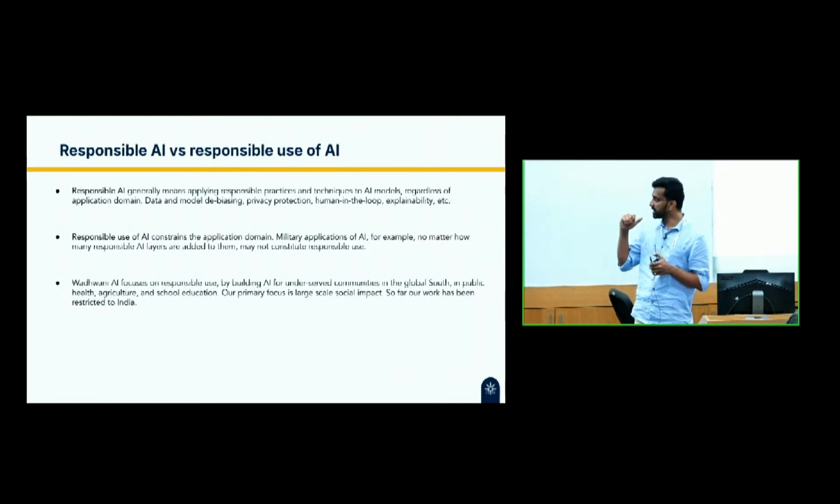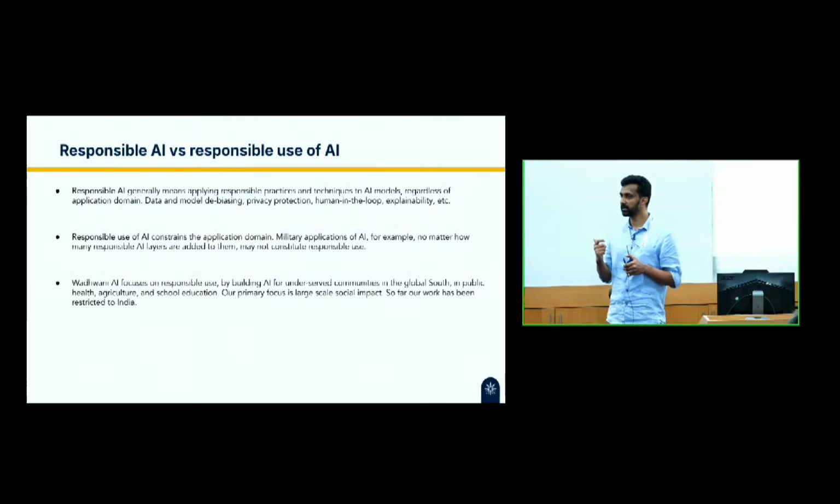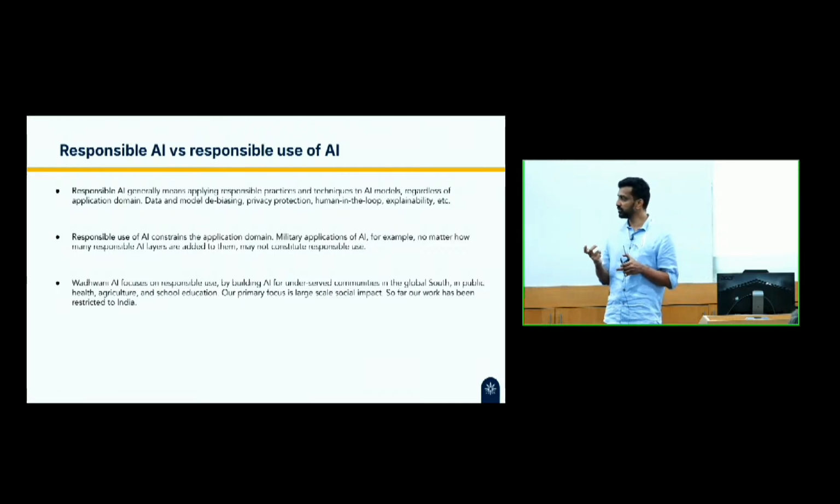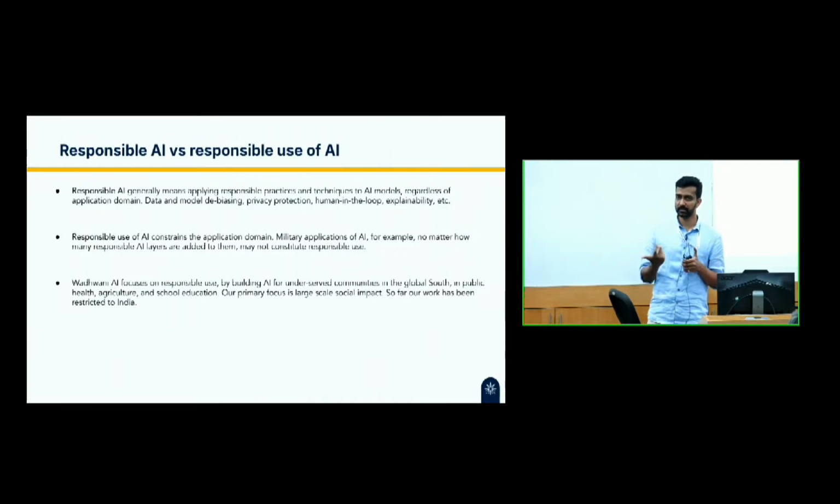What is ingrained in our vision is to build systems that use AI responsibly. So there is a slight difference between what responsible AI is, with its practices and theory, and what responsible use of AI is. Our primary focus is large-scale social impact. Our vision is to use AI responsibly, and responsible AI practices and theory help us do it better.